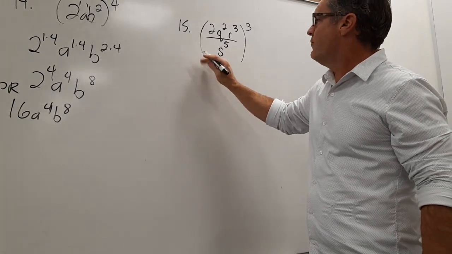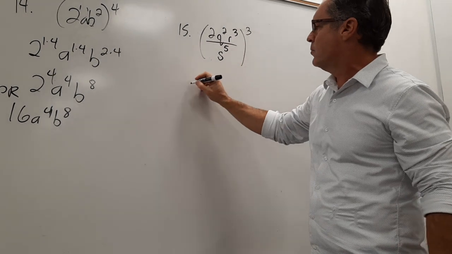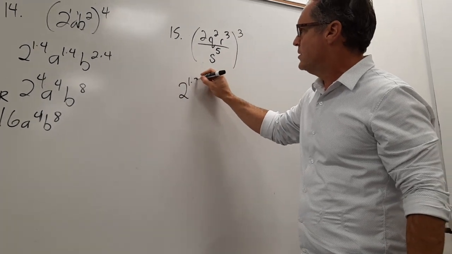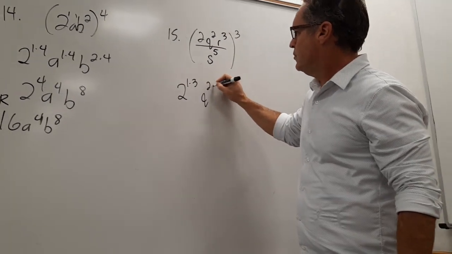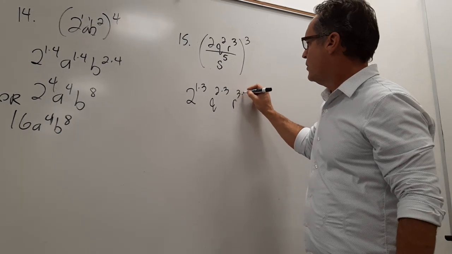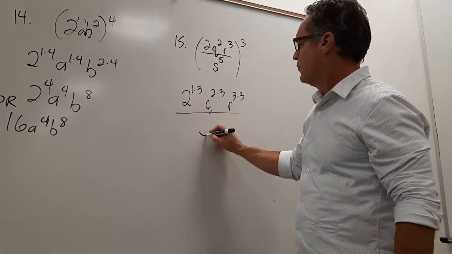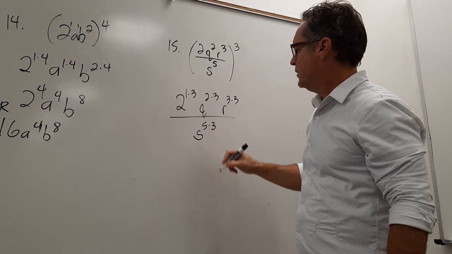Here we go. So everything in the parentheses receives the power, still the power rule. This is going to be 2 to the 1 times 3, q to the 2 times 3, r to the 3 times 3, all over s to the 5 times 3.